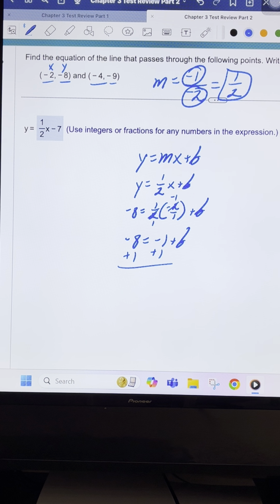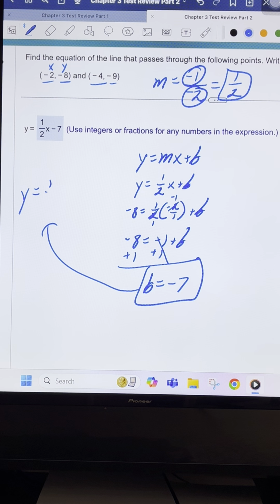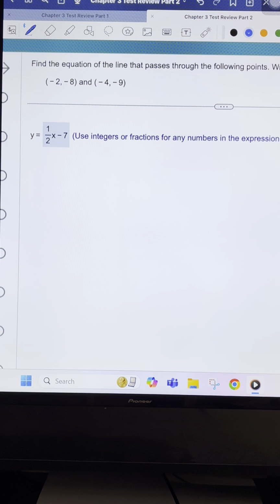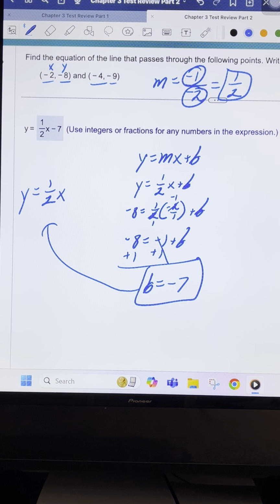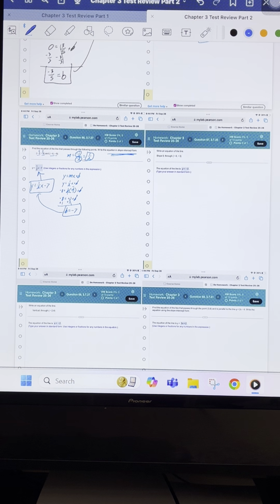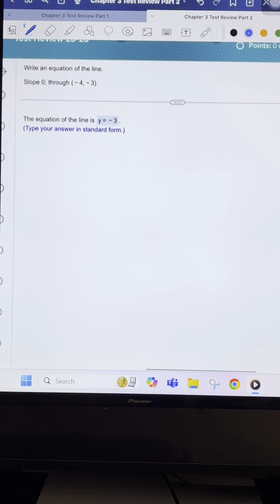This cancels to give a 1. This cancels to give a negative 1. So I'm going to have negative 8 equals negative 1 plus b. Plus 1, plus 1. My b is equal to negative 7. Now I can put my final answer as y equals, what was the slope? 1/2. What is the b? Negative 7.